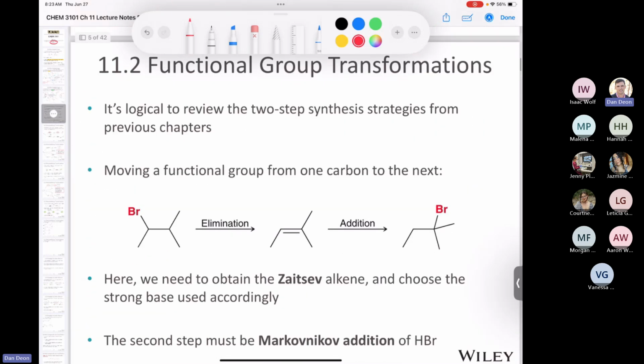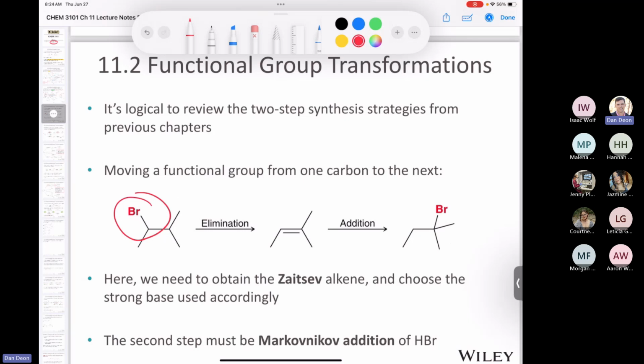So, sometimes we can think about functional group transformations. Now, an alkyl halide, as far as a functional group goes, what's kind of cool is that using the tools that we have from chapter 7 and chapter 8, we're actually able to move a halogen around a molecule.